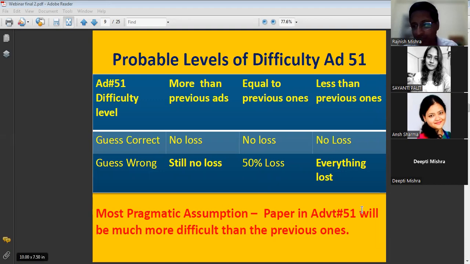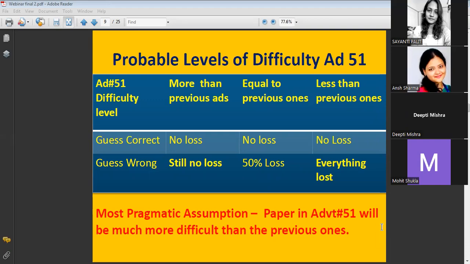Ansh ma'am, what do you say? Yeah, of course, the competition is going to be more, the seats are less, so that goes without saying. Even if the difficulty level goes down, the competition increases. Okay, yeah, that's another way of looking at it. Right. Because I have talked about competition, but not talked about difficulty level. You were there in the previous one. So yeah, that's right.